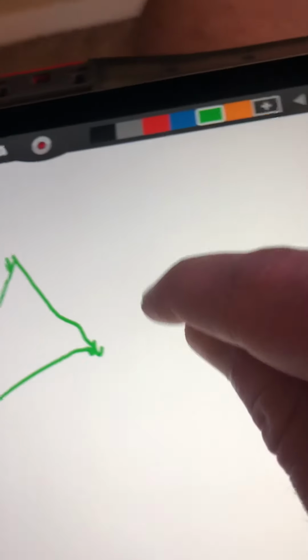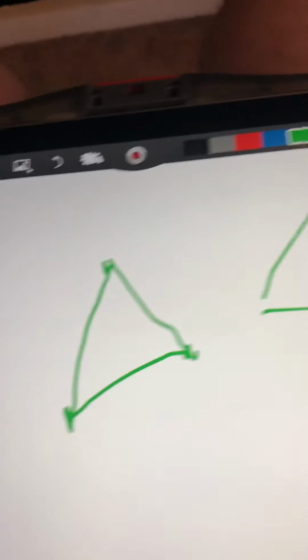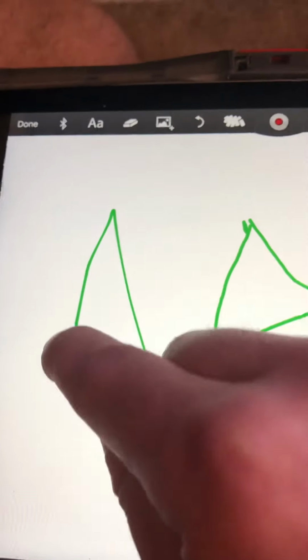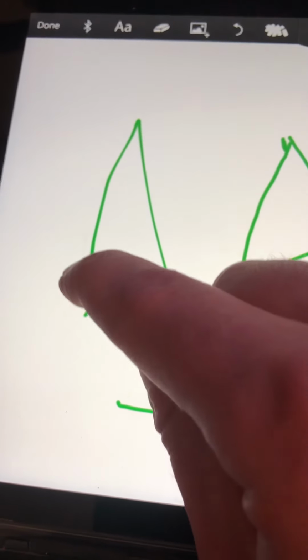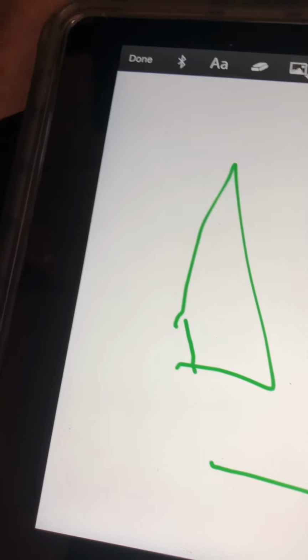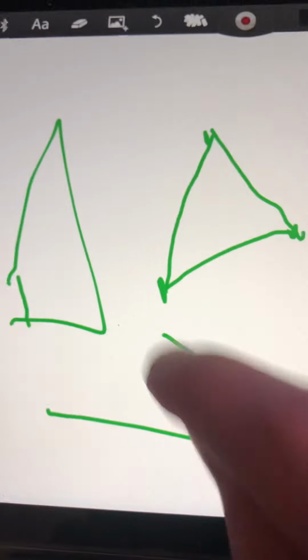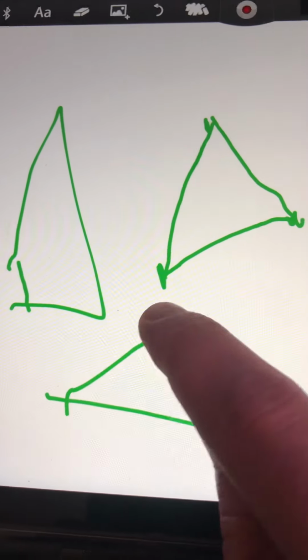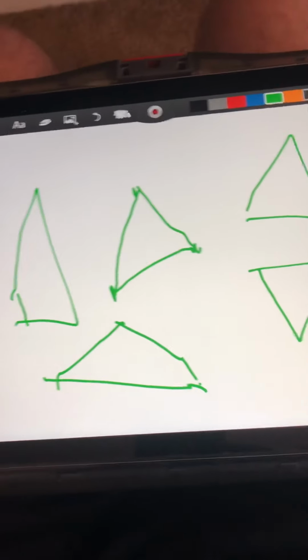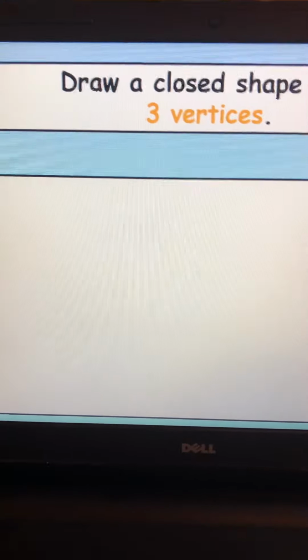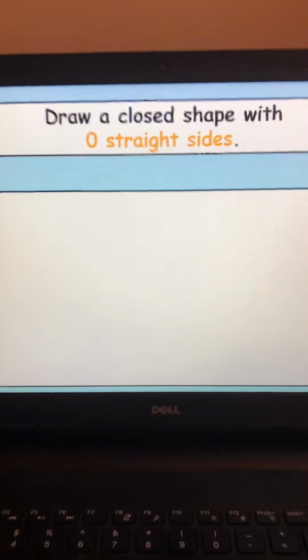Now there's a number of ways you could draw triangles. It could look like this, or that, or like this. Should make sure it connects. I know it's kind of tricky to draw on this, so I know that your drawing might not be perfect, but all those are examples of a closed shape with 3 vertices, also known as the triangle.